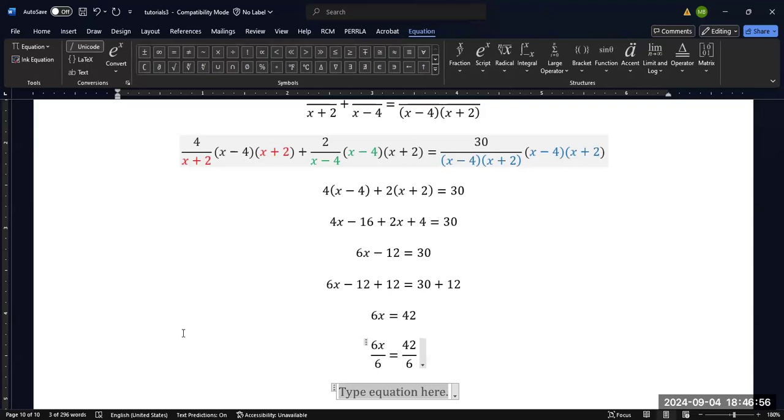again, this is basically just the reverse of what we did before. We multiplied everything on both sides by the same thing. Here, we're dividing everything on both sides by the same thing. 42 over 6 is 7.